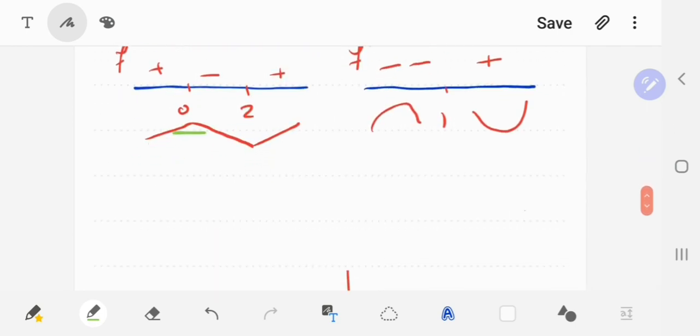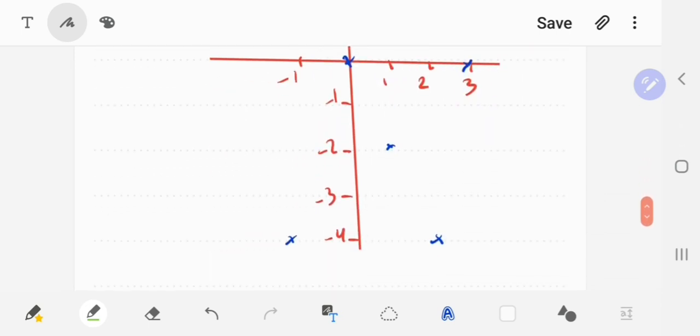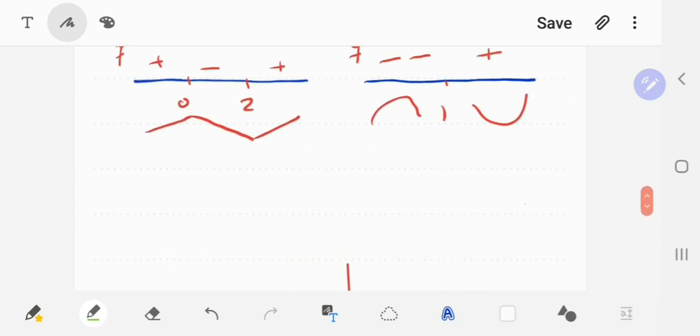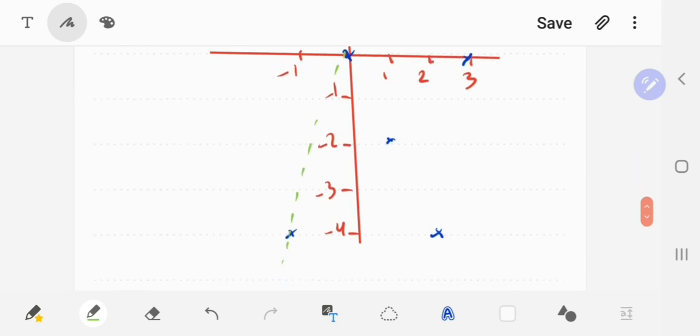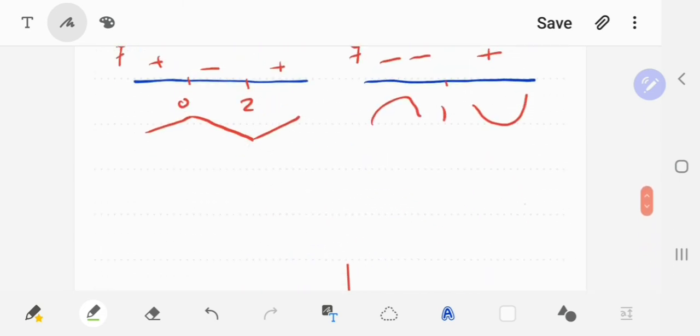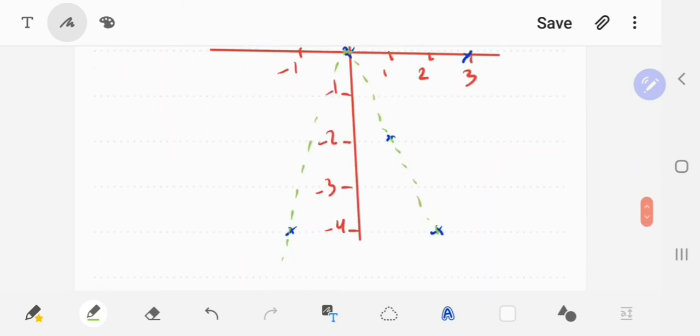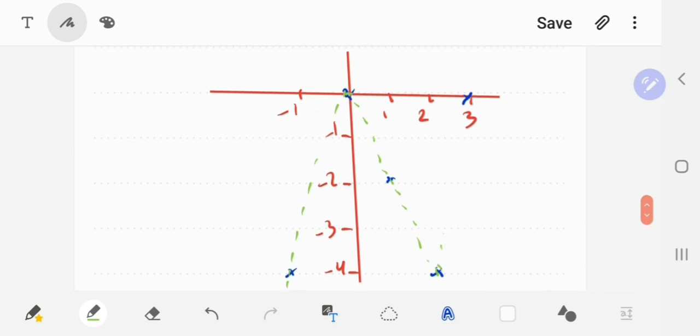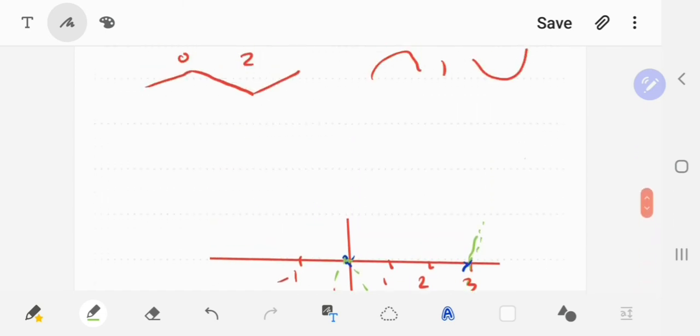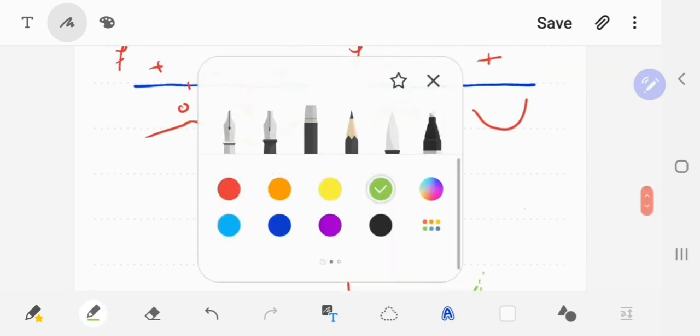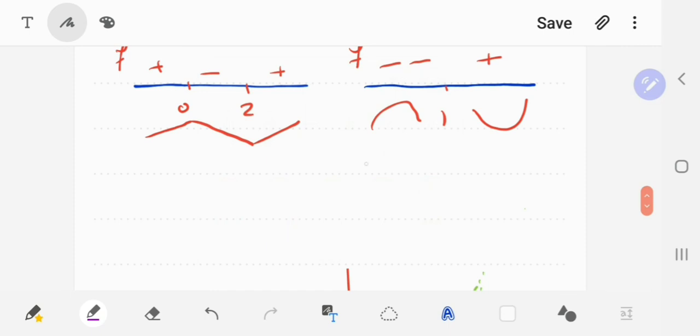So the function will be increasing up to 0, which means it will pass by these points and it will be increasing, and then it is decreasing from 0 to 2, so it will pass by the points, decreasing till 2, then it's increasing after 2 till infinity, so it will go like this till infinity. Now, if you notice, I didn't use the concavity yet, so now let's put everything together.